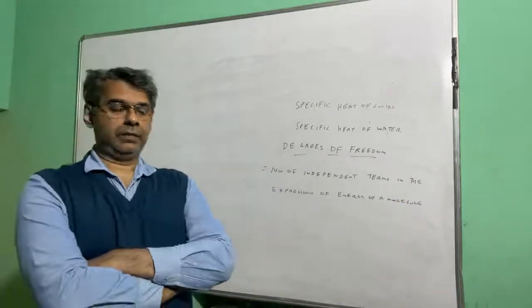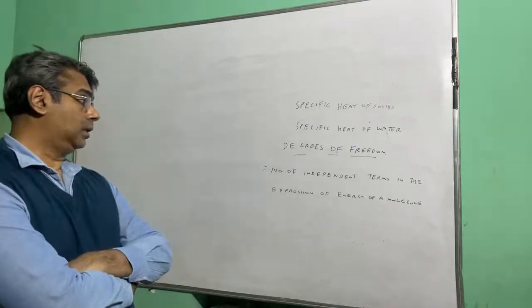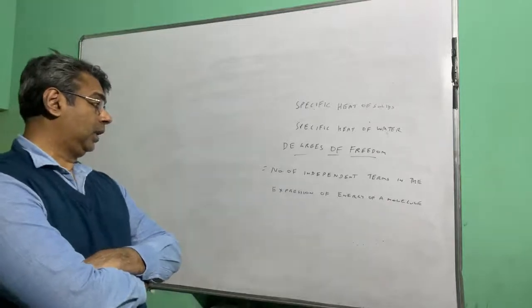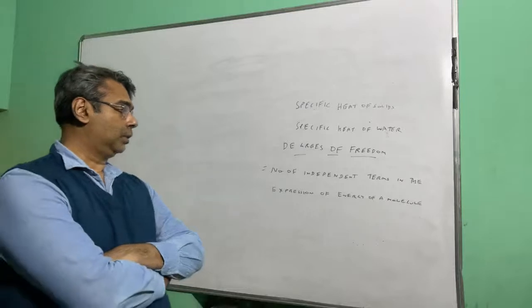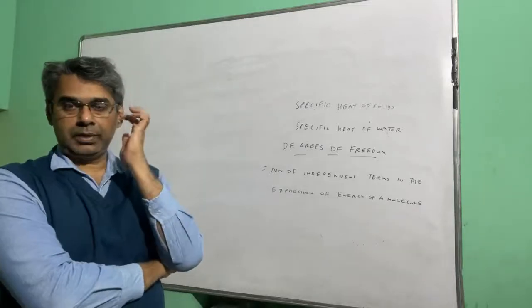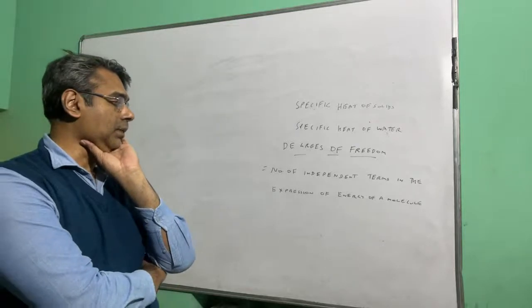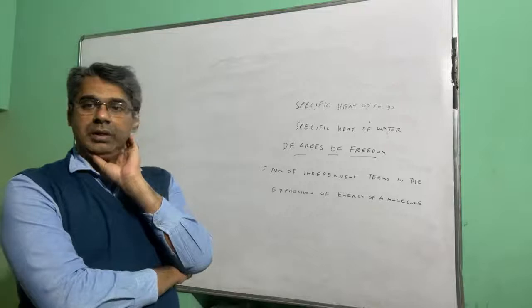So degrees of freedom, what is it? Degrees of freedom is the number of independent terms in the expression of energy of a molecule. Suppose you are writing down an expression for the energy of a molecule, then the number of independent terms in that expression is called degrees of freedom.